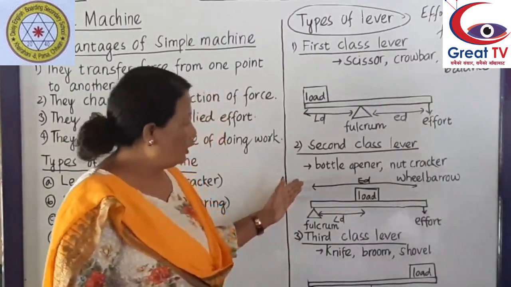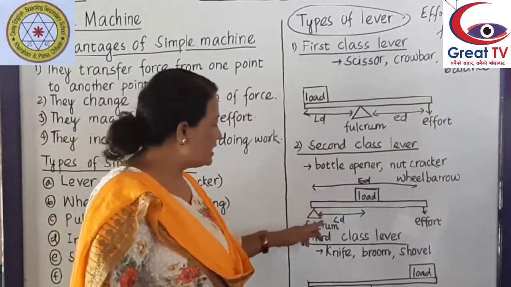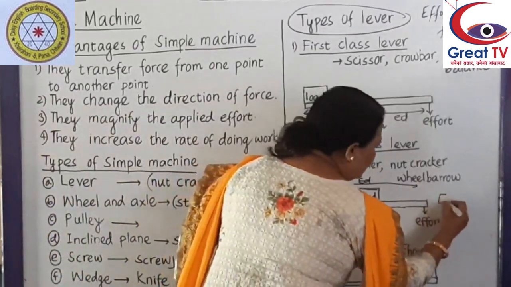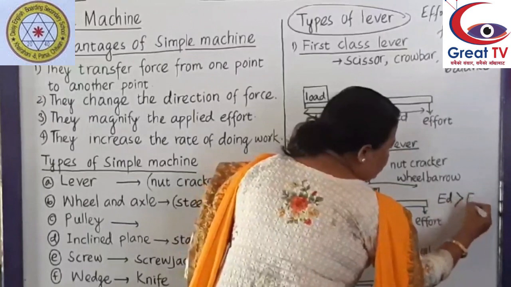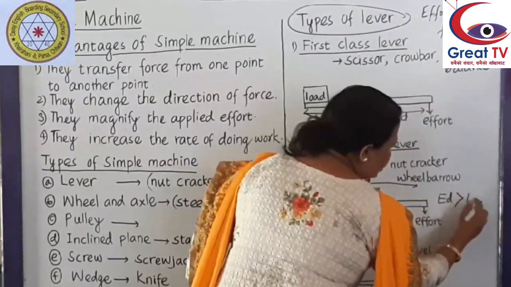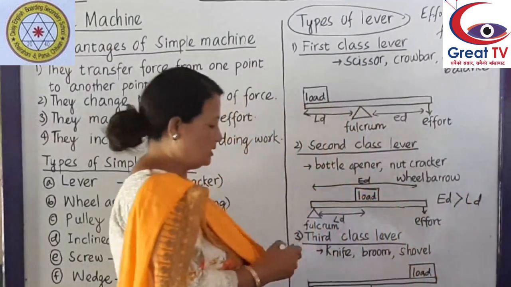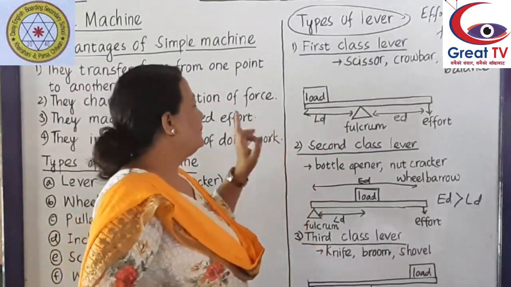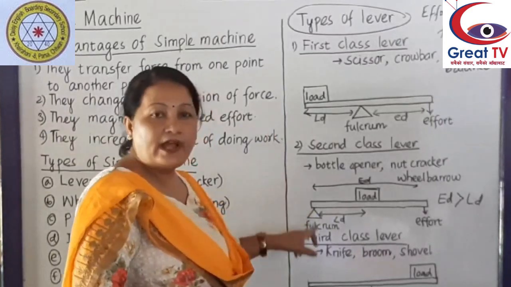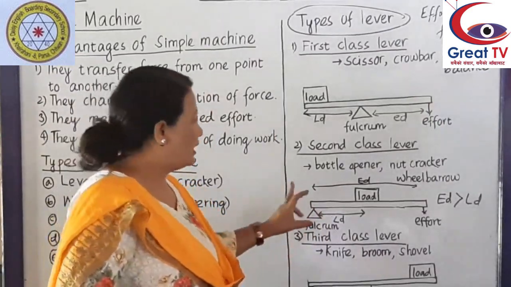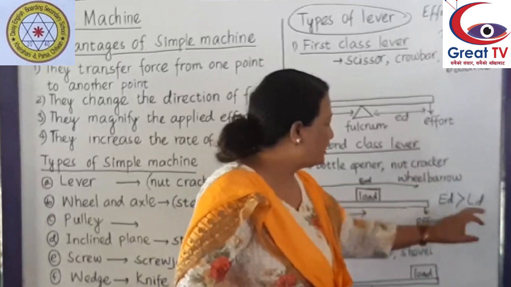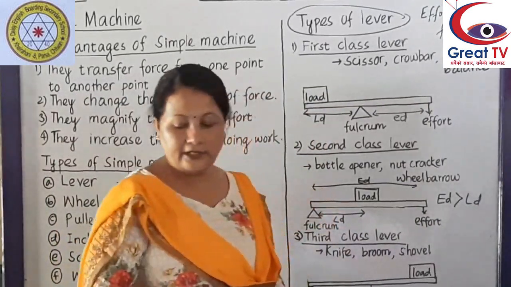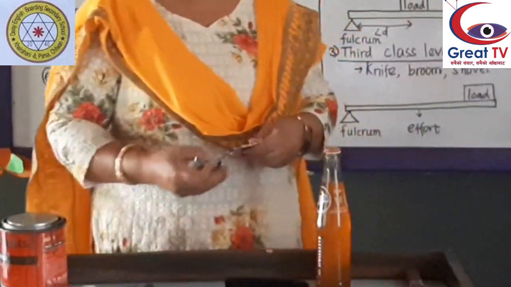Look at here, which is greater, effort distance or load distance? Effort distance is greater than load distance. In a second class lever, effort distance is greater than load distance. So, a second class lever helps us by magnifying the applied effort, because effort distance is greater than load distance. An example of a second class lever is a bottle opener.